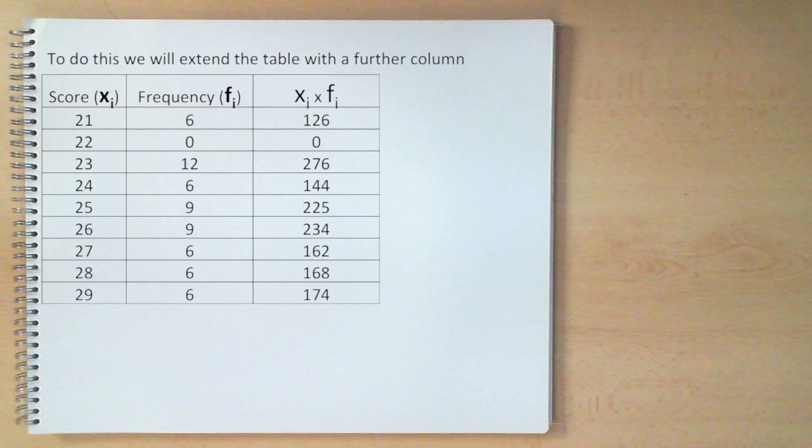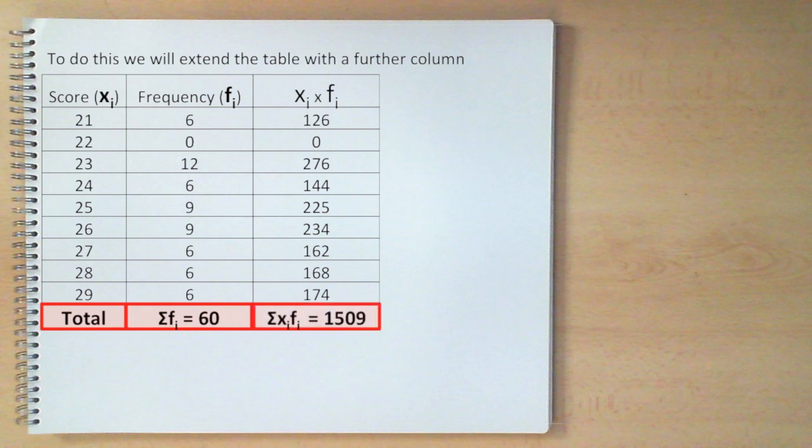We're then also going to need now the totals of those two columns. The total of the frequency column, well, that should be 60 because we know there's 60 data items. And the total of that xi times fi column is 1509. So our mean is 1509 divided by 60, which is equal to 25.15.